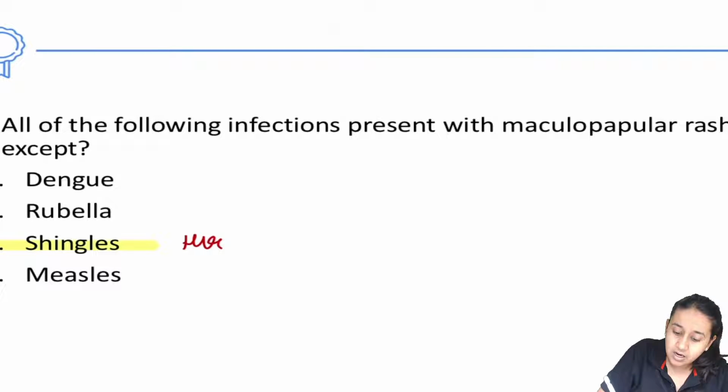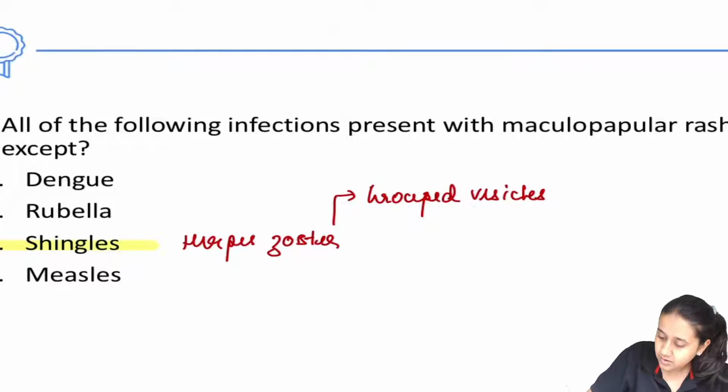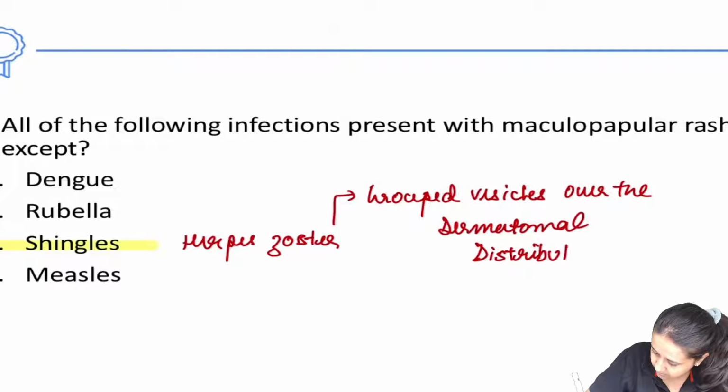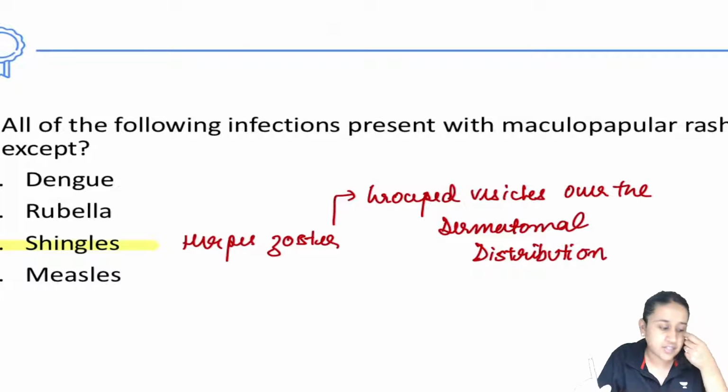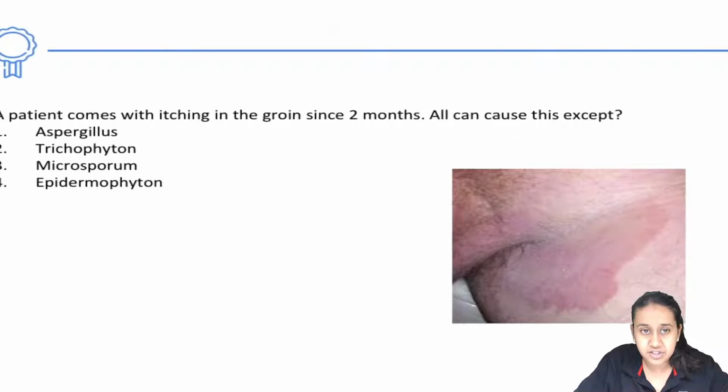Herpes zoster classically presents with grouped vesicles over the dermatome. Grouped vesicles over the dermatomal distribution. That is a very classical presentation of the patients with shingles. It will never present with maculopapular lesions. Next question.